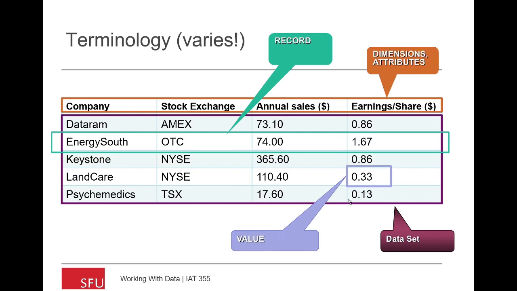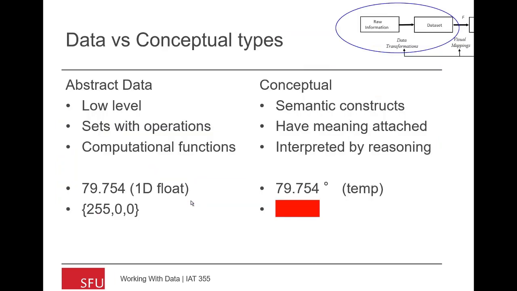But other terms might be perfectly valid. This is a record with dimensions and attributes, and that's a value. So the point is that the reason why those different terminologies exist is that there are different fields of endeavor that have created their own nomenclature. And as a visualization person, you should be ready to understand what each of those terms is referring to.